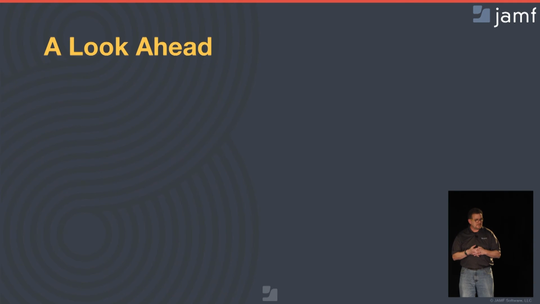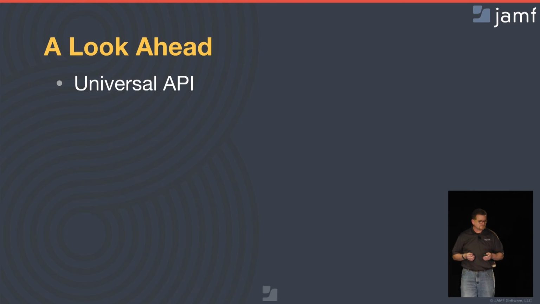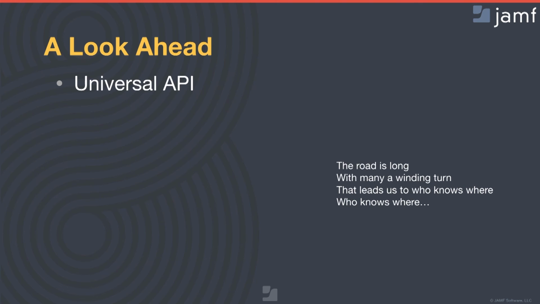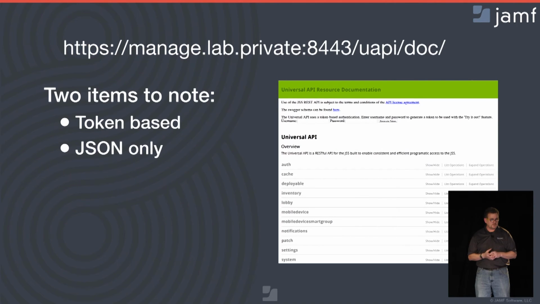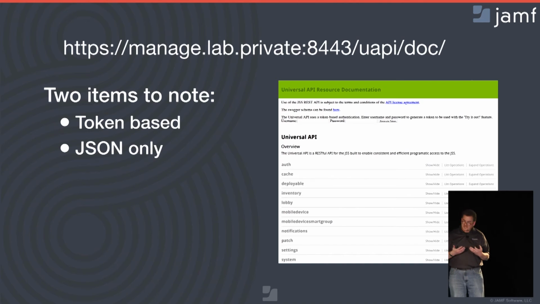So looking ahead, I forget how long ago it was. Universal API was mentioned. And then we didn't hear a whole lot about it. It's definitely taken a sort of a slow road to full development. But it is there. There are some endpoints that we can access through the universal API. Slightly different URL. The way that it works is a little bit different. It's token-based. I need to provide a username and a password to get a token. Once I have that, then I can query, get some information. I can post, put, update information. It's also JSON only. There is no XML being sent back and forth.